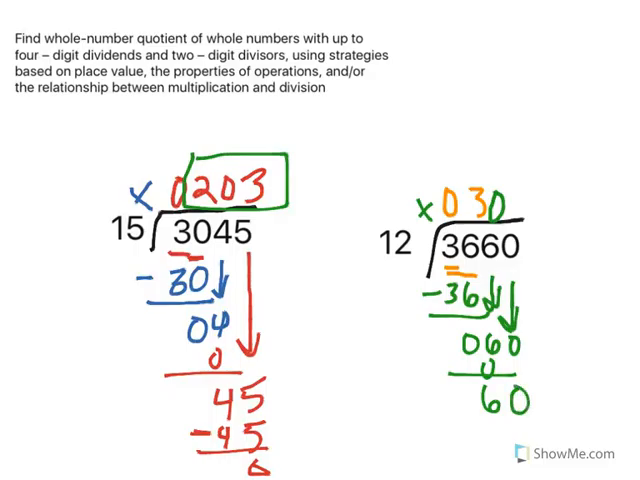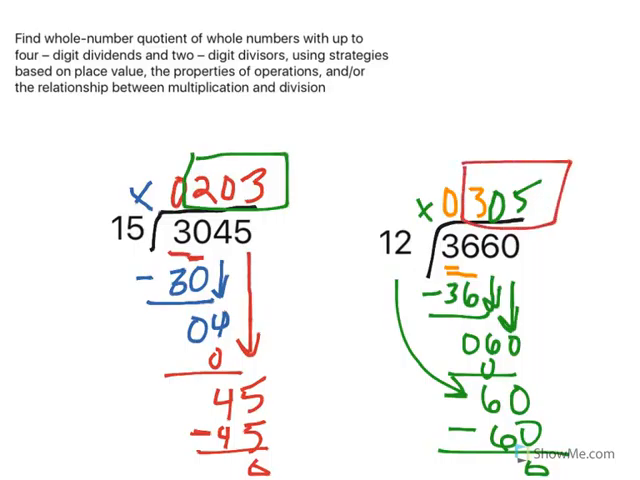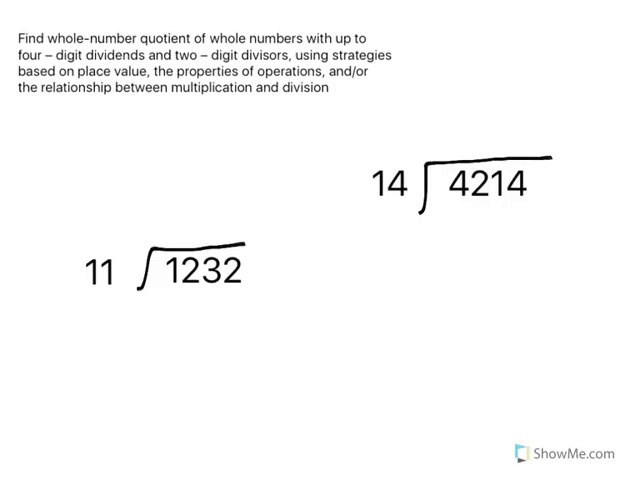So then we bring down that 0. And then we say, does 12 go into 60? Yes, it does. It goes in 5 times. So we do 5 times 12, which is 60. Subtract the 2 to get 0. And so our final answer is 305. So hopefully we all understood that.